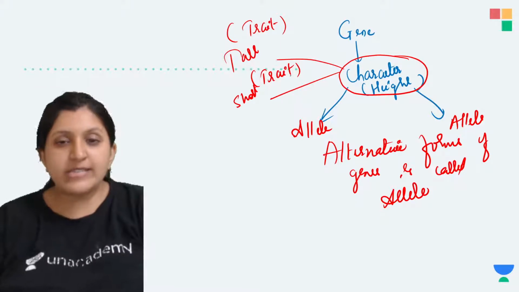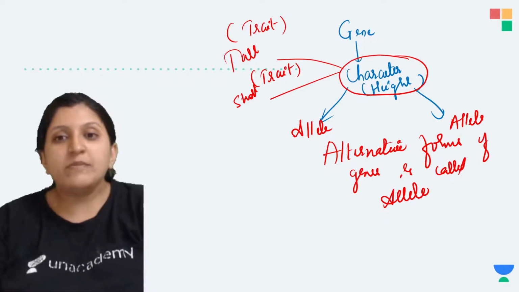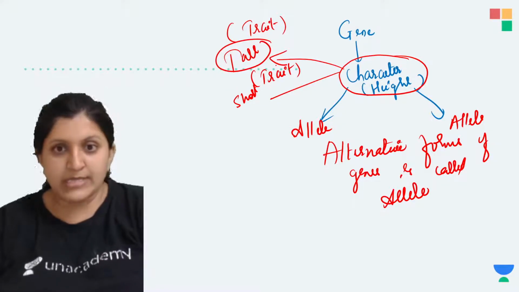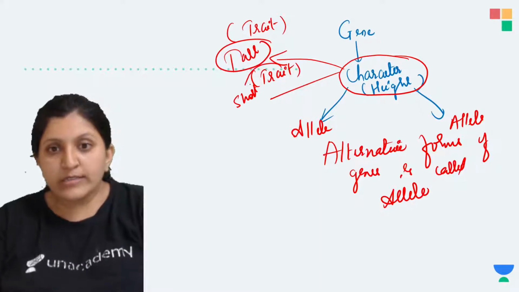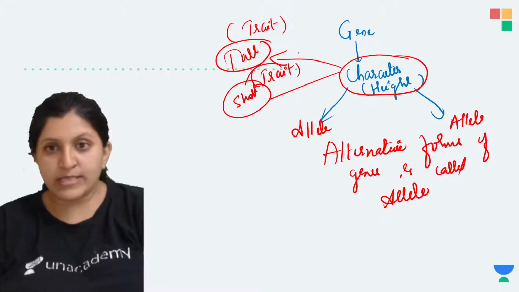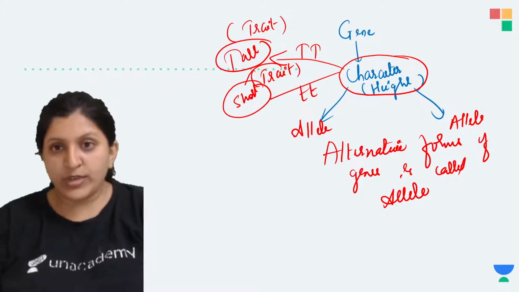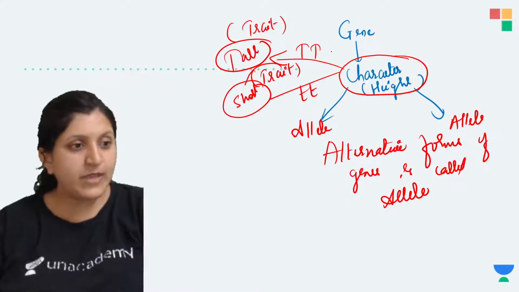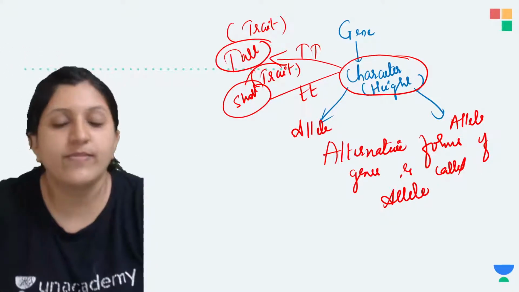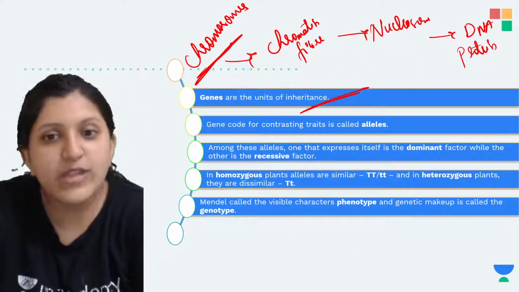If an individual is seen as tall, then in him the tall allele is expressing itself. The allele for tall is expressing itself, and the allele for short is not expressed. We can represent it as such: this is for short and this is for tall. Any doubt till here? No doubt. Okay, so genes that code for contrasting traits are called alleles.